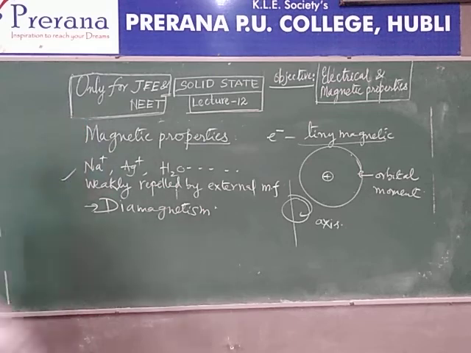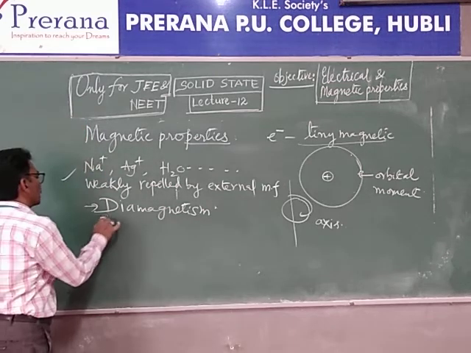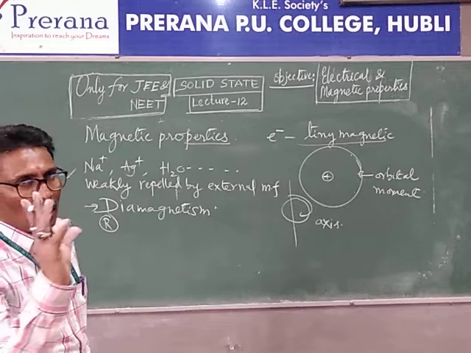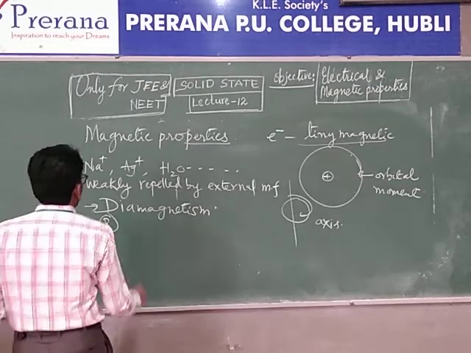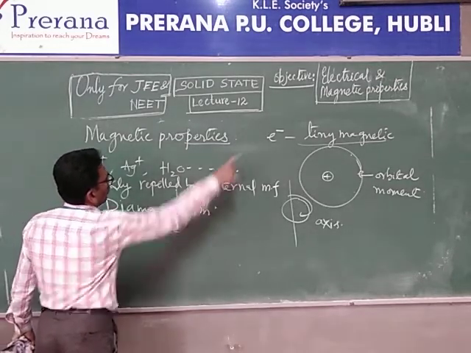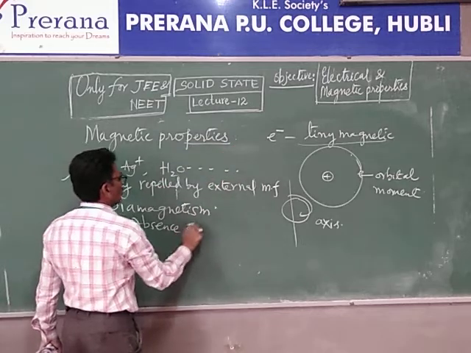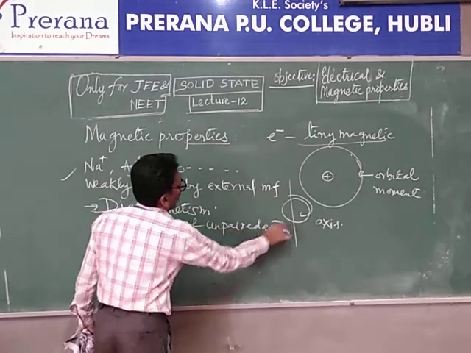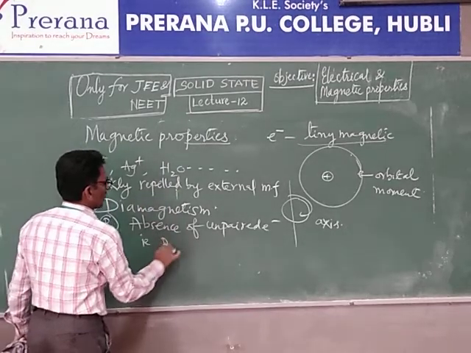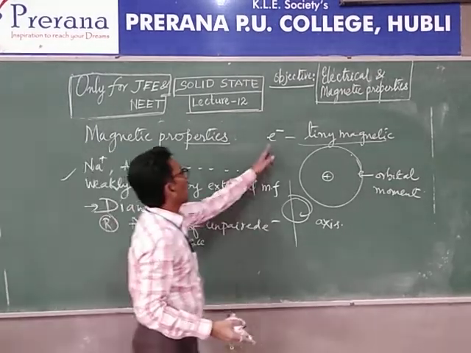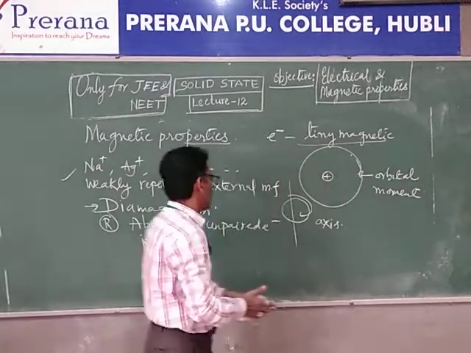Example, Na+. What is the reason for diamagnetism? The reason here, in these materials, is no unpaired electron. So that is due to the absence of unpaired electrons, or the other version, the presence of paired electrons. The magnetic moment of one electron is cancelled by another electron.